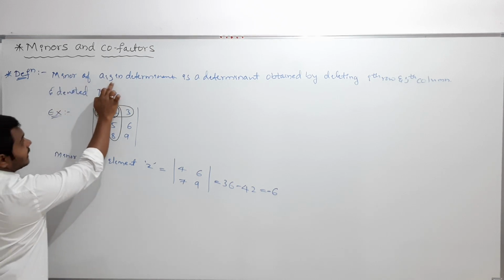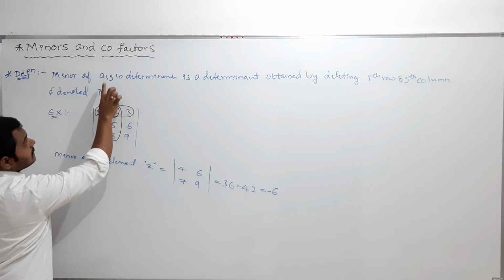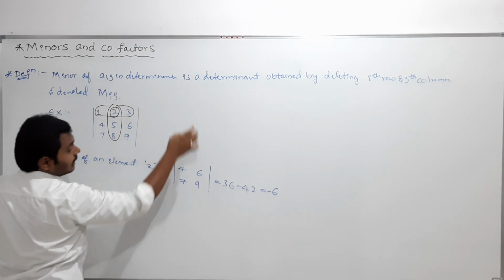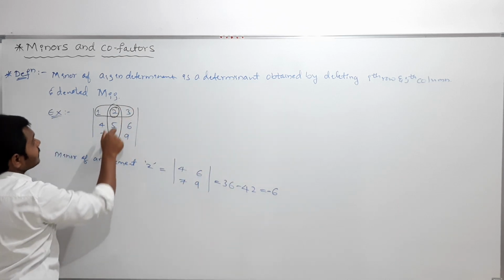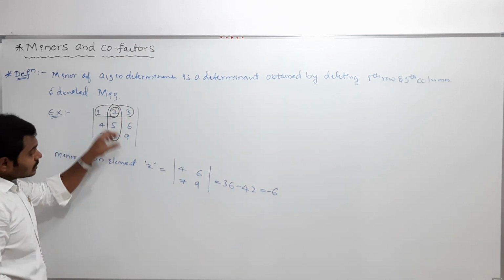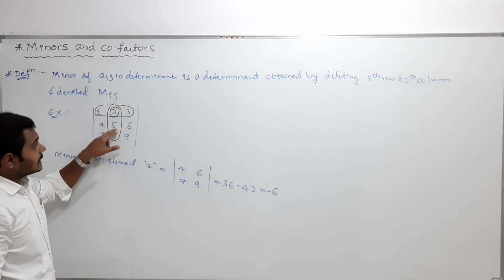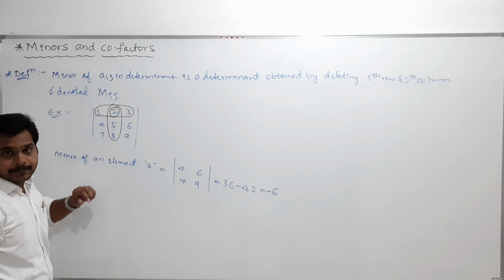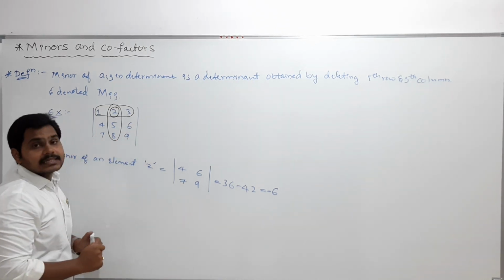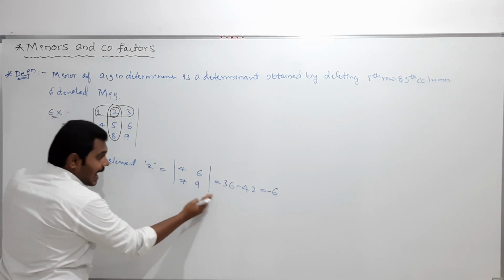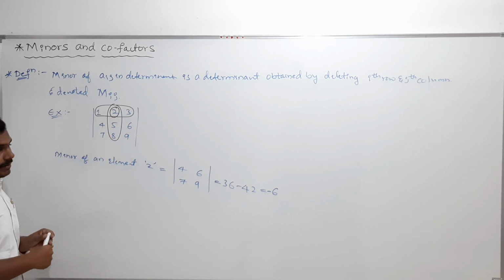So the minor of aij in a determinant. If you consider any element aij in a determinant, its minor is the determinant obtained by deleting the ith row and jth column. It means that for the element whose minor you require, the row and the column where it is present should be deleted. Next, we should consider the remaining elements. The value of this remaining determinant is itself the minor of the given element.